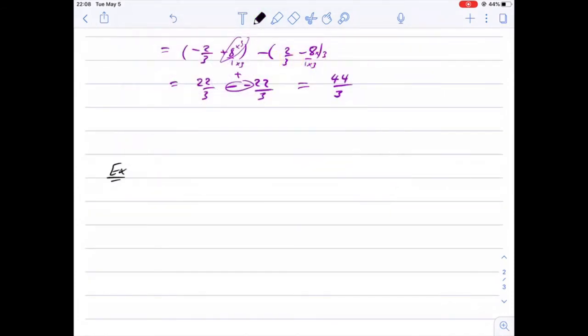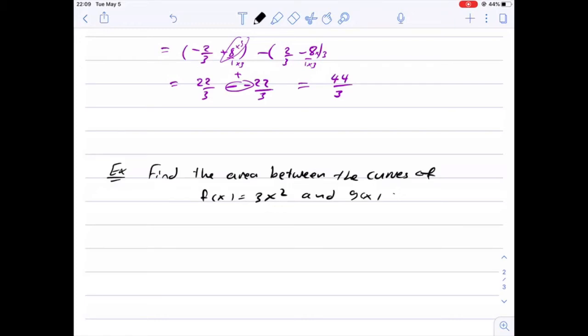Now another example. We want to find the area between the curves of the functions f of x equals 3x squared and g of x equals 1 minus x squared. And you need to understand that if this is y and this is y, that's okay. Those are two different functions. Sometimes we denote f of x and g of x as y as well. So don't worry about this.